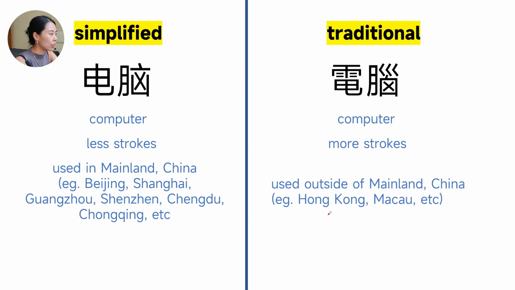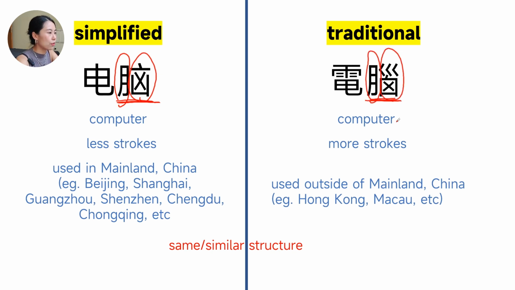There's one good thing about them: they all have the same or similar structures. So look at this one. We have the left-right structure, and this one, same, left-right structure. And look at this 点, so this part goes to here. Which means no matter which one you learn, you can somehow understand the other version.